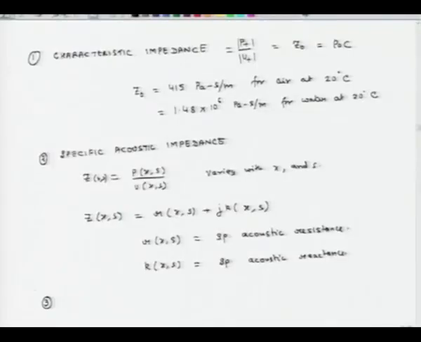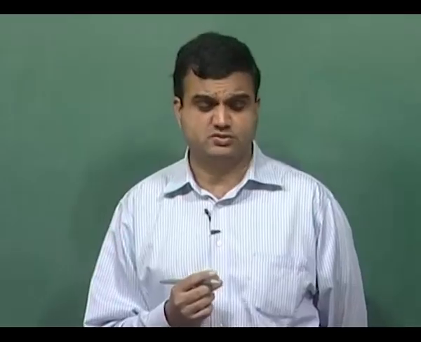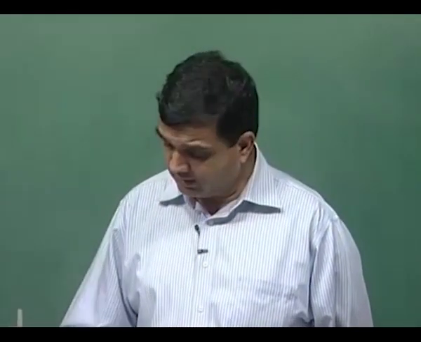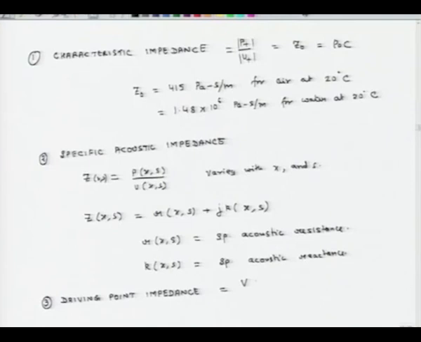The final definition I wanted to introduce here is called driving point impedance. And this is more used in electrical domain, and this is essentially same as V, which is a function of S, and V standing for voltage, divided by current, which again depends on S, and this is nothing but Z of S.